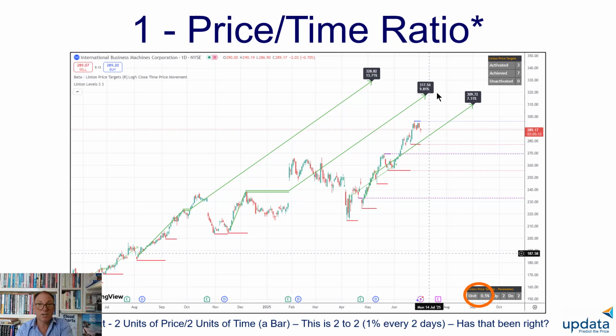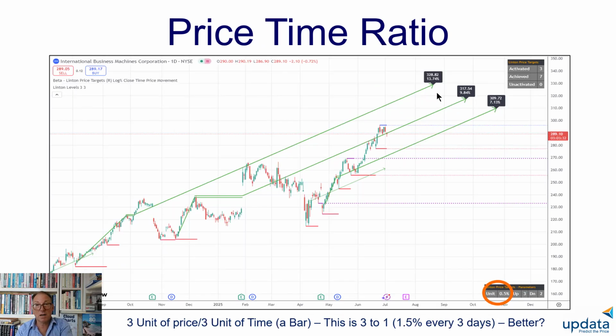I'll show you how to change it in a minute, but it just tells you that actually that's more the level that we're running to. And you can see here we've got up 3, down 2. That is literally the ratio that's being used, and that's what shows on your chart.